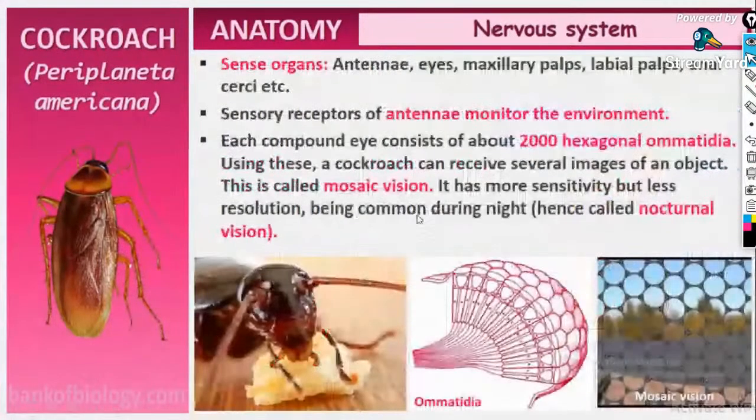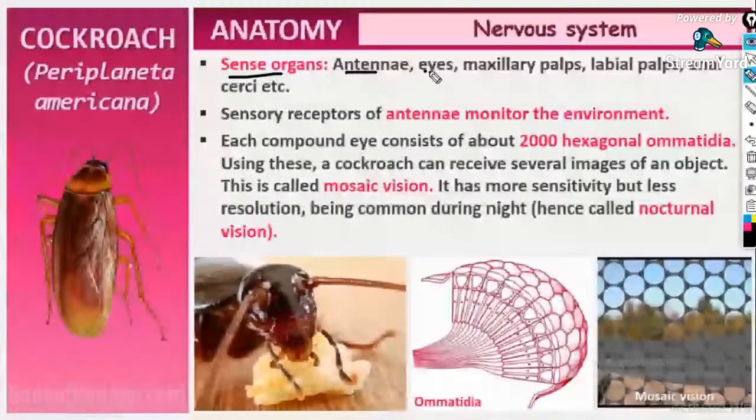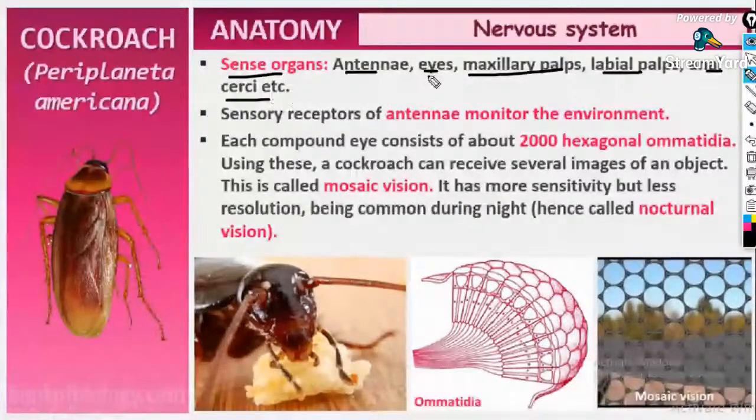Next, we have the sense organs of the cockroach. The sense organs of the cockroach are the antennae, compound eyes, maxillary palps, labial palps, and anal cerci. The compound eyes are the photoreceptors. Hypopharynx, maxillary palp, and labial palp are all chemoreceptors. Antennae are the thigmoreceptors, which sense touch, and anal cerci are the auditory receptors.